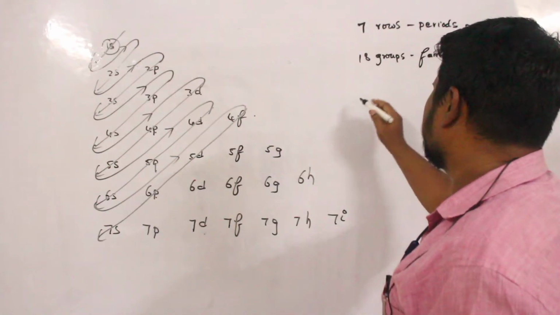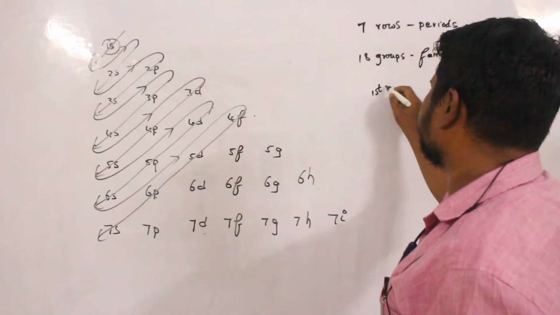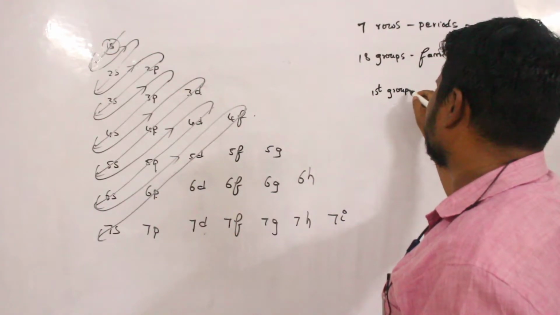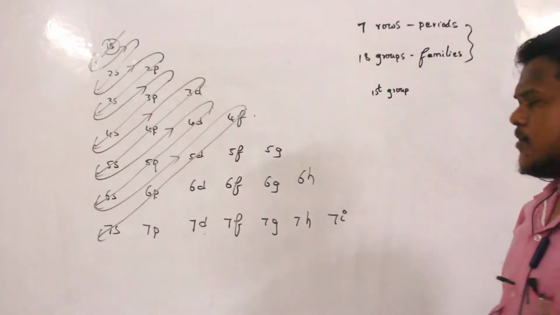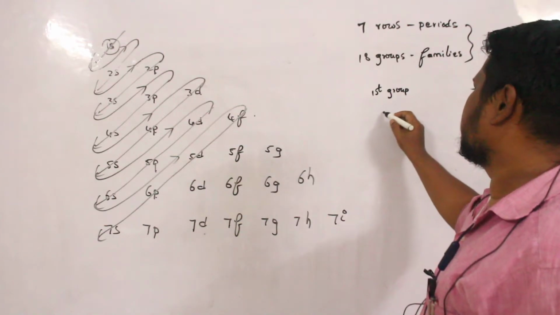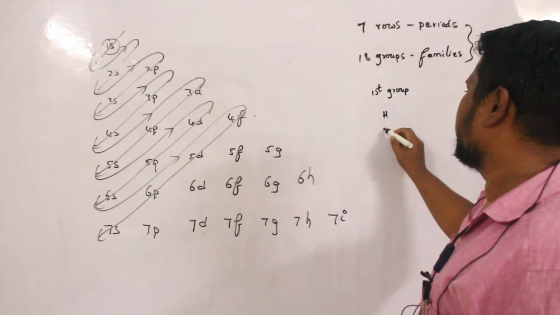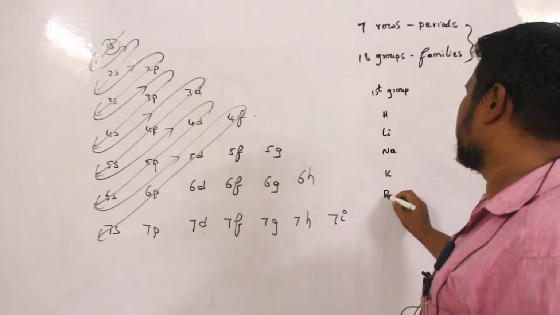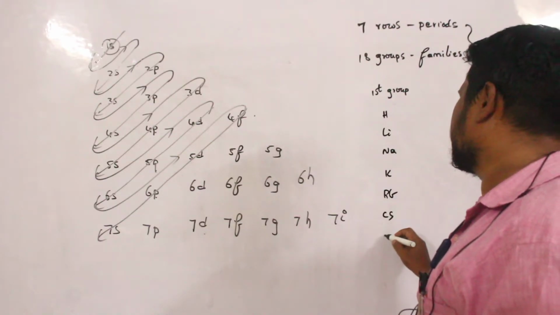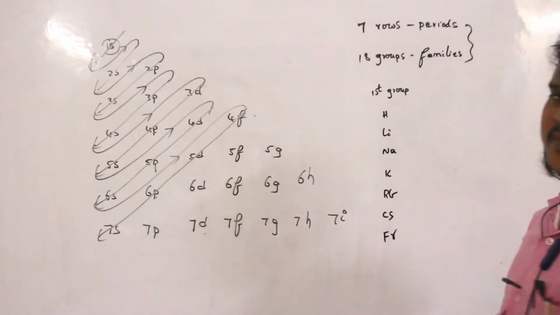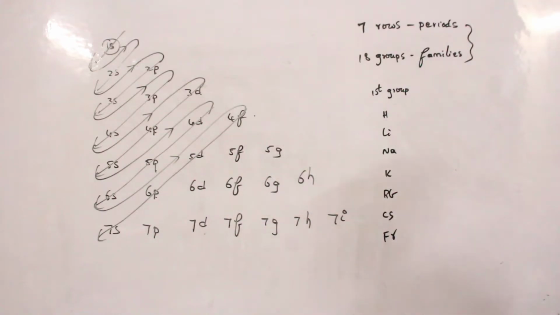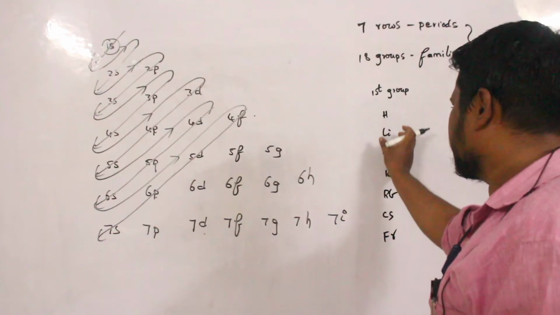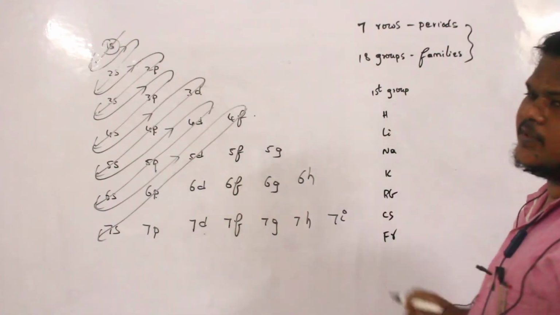Now if you see the first group, which is the first group here? The first group is hydrogen, lithium, sodium, potassium, rubidium, cesium and francium. These are the elements. So if you observe their electronic configuration, then what do you understand?